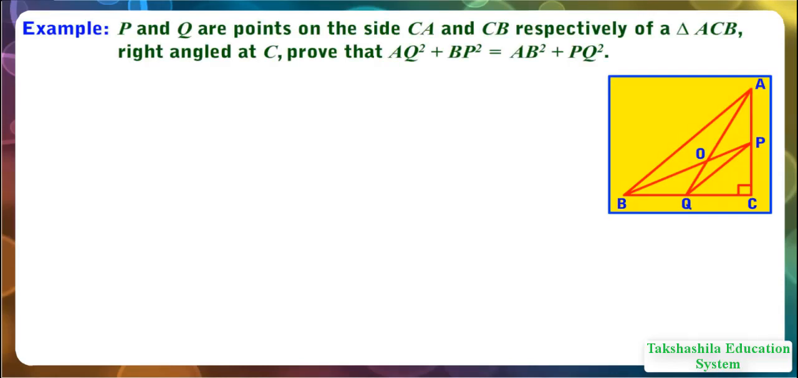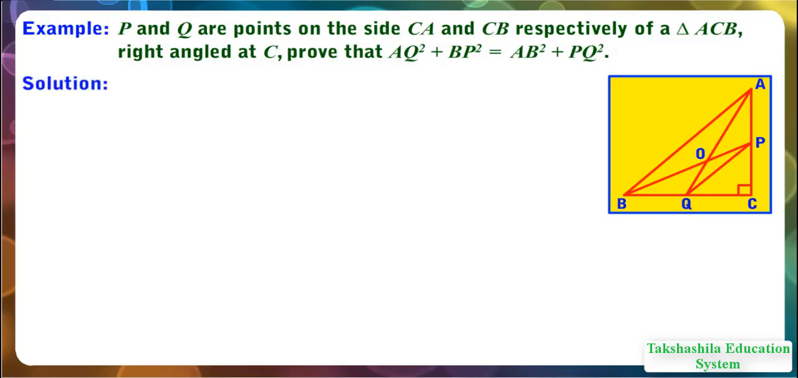Let us take an example. P and Q are points on the sides CA and CB respectively of a triangle ABC right angled at C. Prove that AQ square plus BP square is equal to AB square plus PQ square.